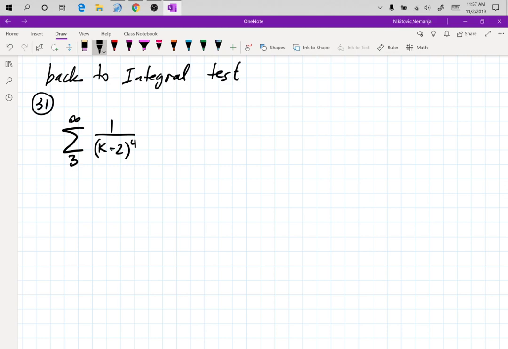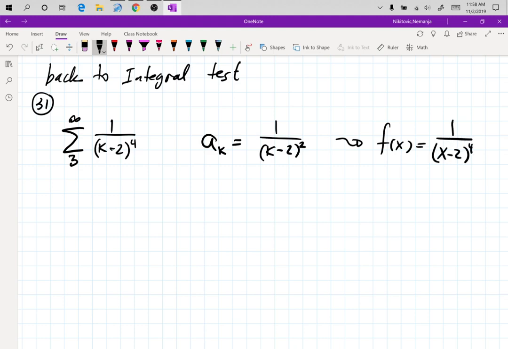All right, so a_k is 1 over k minus 2 to the 4th. And now we have that f of x is going to be 1 over x minus 2 to the 4th. Okay, so now drawing the graph and skipping all of those, right? Bob, you said a_k equals 1 over k minus 2 to the 4th power. It's clearly a 4. Here, I'll spell it out.